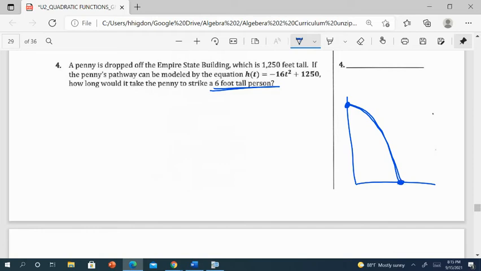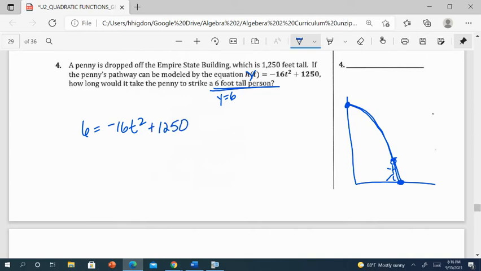So we're not even looking for the 0. We're looking for, if there's a 6-foot tall person down here, how long is it going to take for the penny to hit that person? So a 6-foot tall person means that y is equal to 6, because that's height, the distance above the ground level. With this one, I'm going to just simply substitute that in. Remember, h of t is y. So 6 equals negative 16t squared plus 1,250.